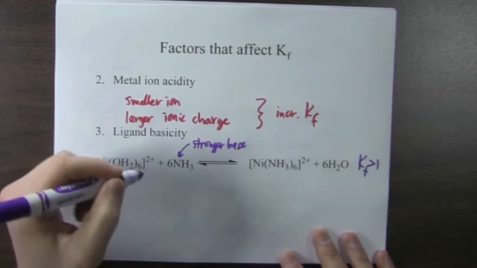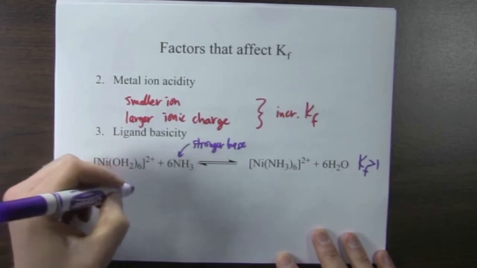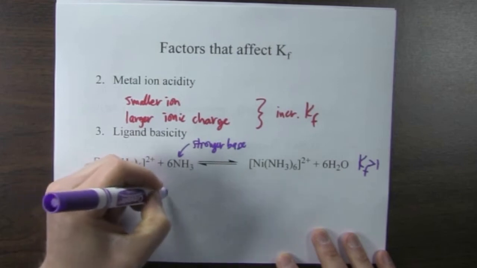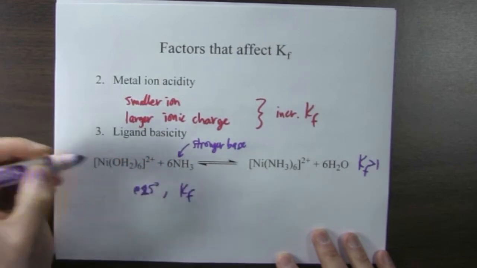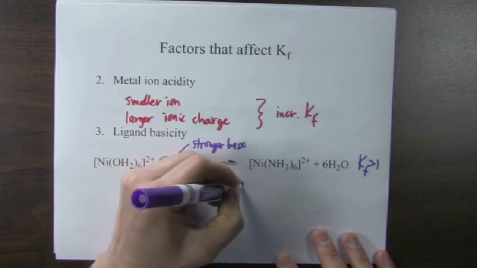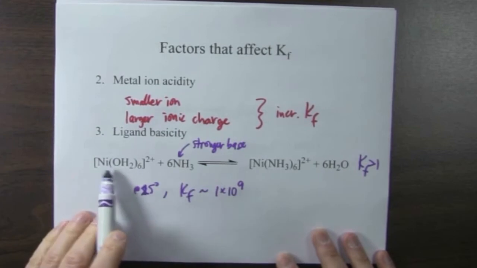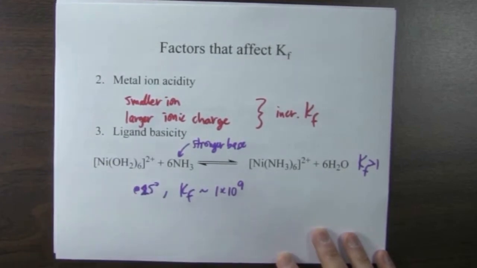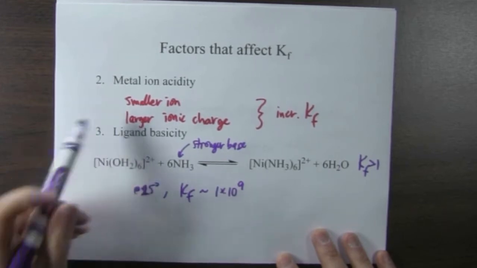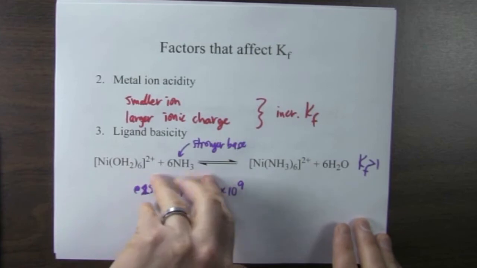and sure enough, at 25 degrees, the equilibrium constant for this reaction is approximately equal to 1 times 10 to the 9th. So the formation of this complex as opposed to the water complex is highly favored, and that tracks with what we'd expect because of the base strength of the ligands.